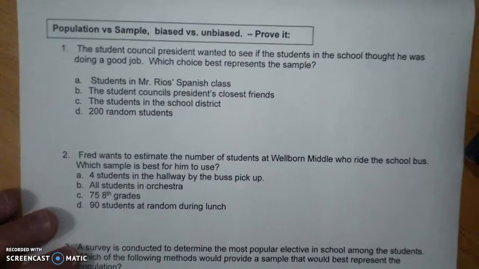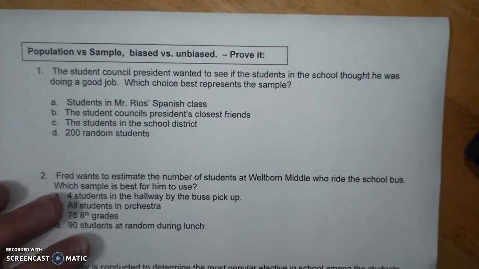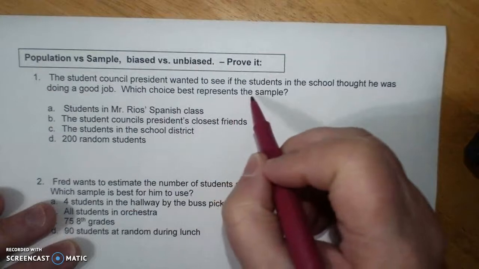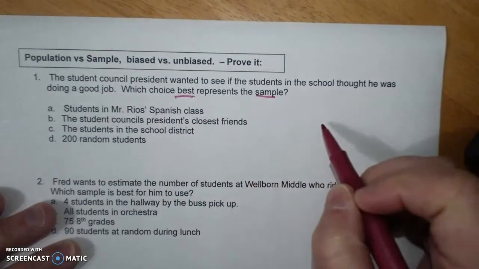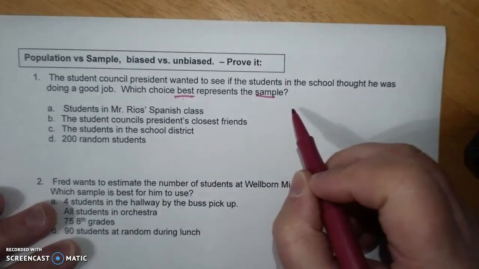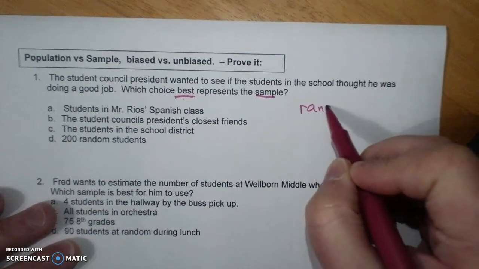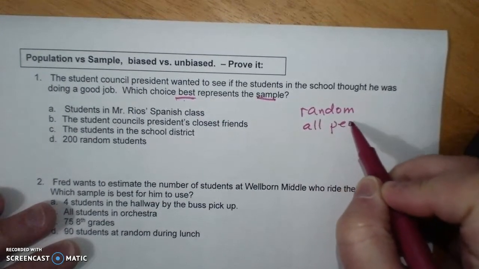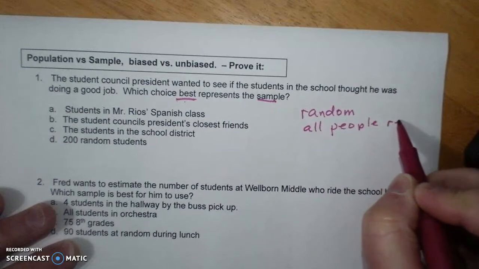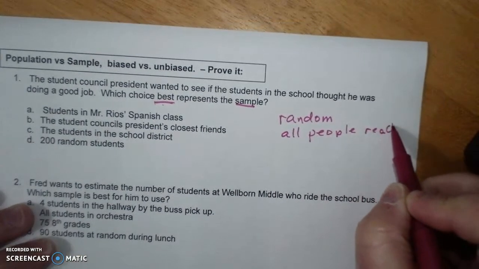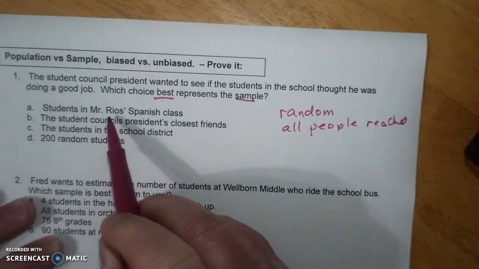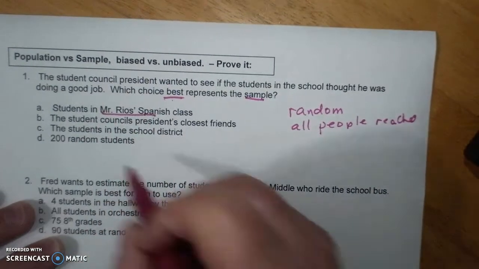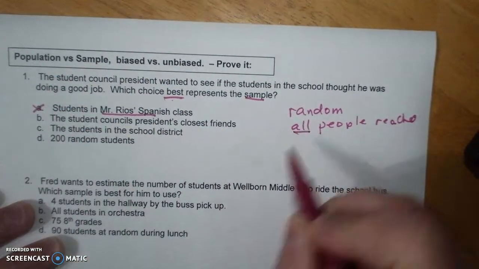Okay, next one. The student council president wants to see if students in the school thought he was doing a good job. Best sample. And when I'm talking about best sample, I'm talking about random and all people reached. Students in Mr. Rio's Spanish class. Nope, because not everybody takes Spanish. That doesn't go to all.